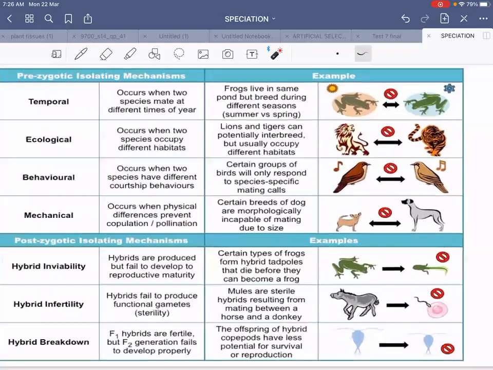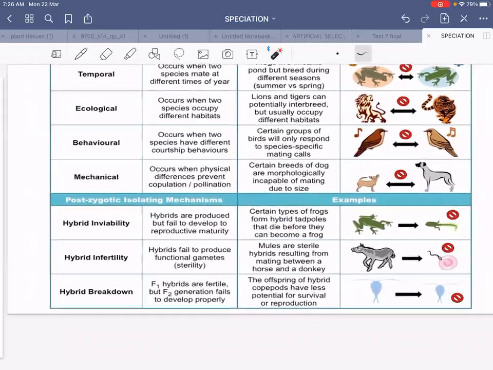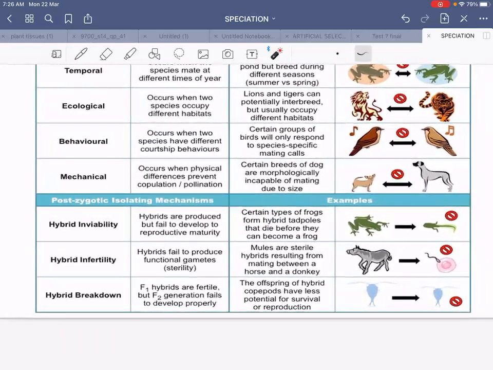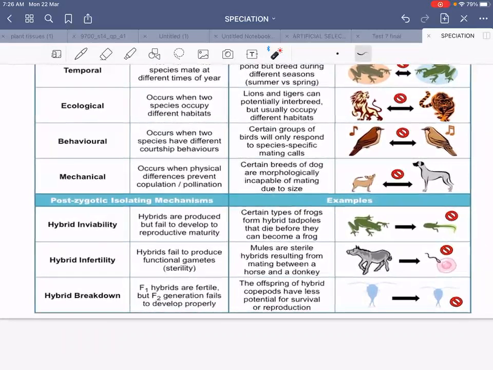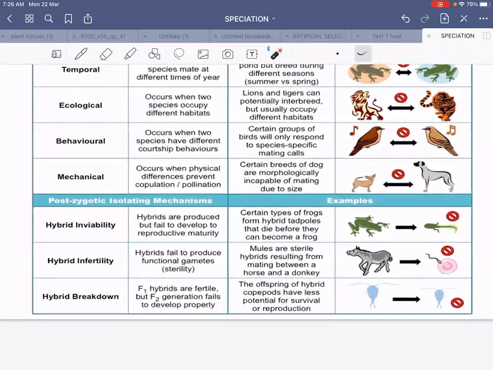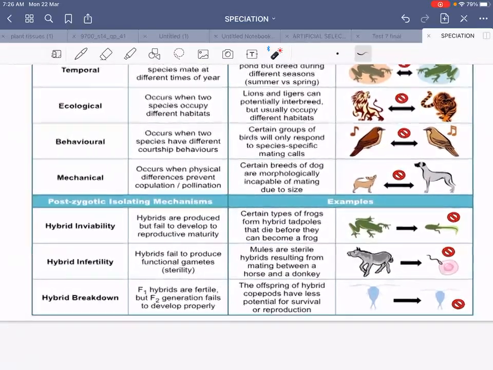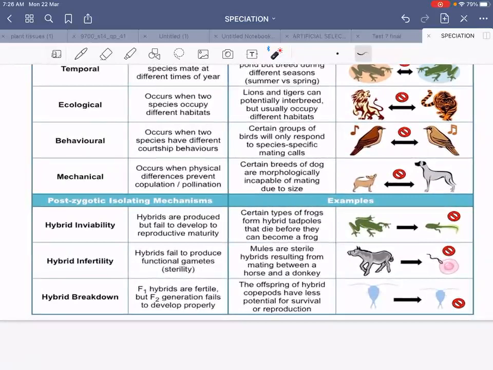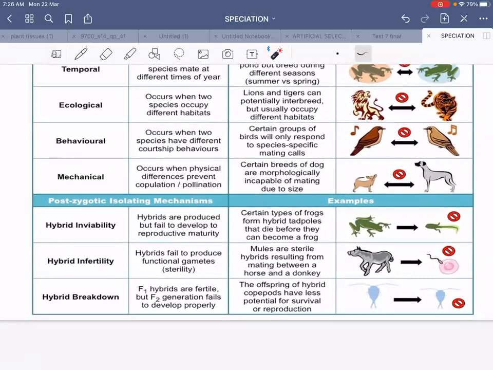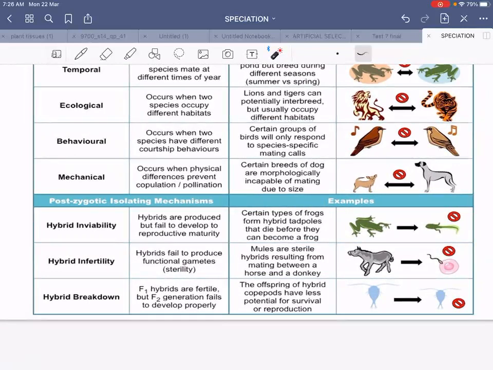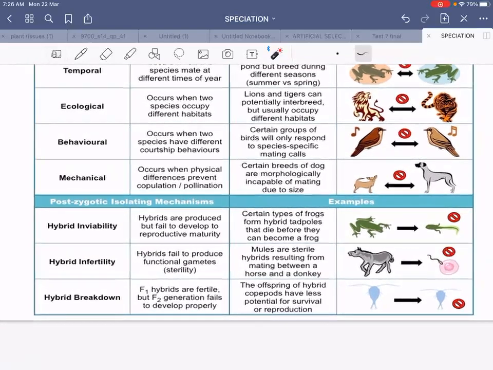They can be post-zygotic also, right? In post-zygotic, we have hybrid inviability, meaning that hybrids are produced, but they fail to develop to reproductive maturity. Like certain types of frogs form hybrid tadpoles that die before they can become a frog. For example, maybe two different species of frogs are mating, and they are producing some tadpoles or baby frogs, but since they are hybrid frogs, they will die. And as I told you, this kind of interspecific hybridization is not compatible or viable in animals. So animals में usually इनके hybrids मर जाते हैं.